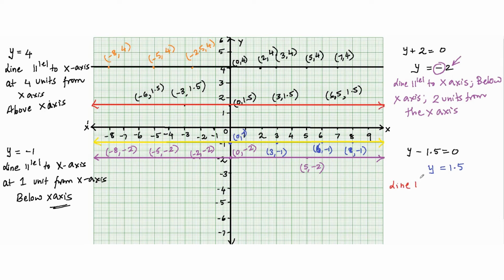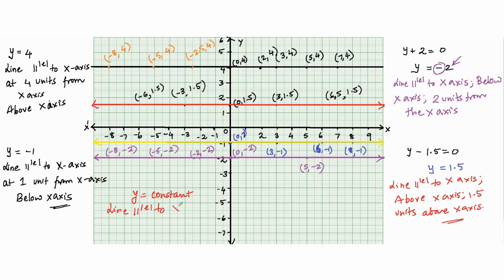this is a line parallel to the x-axis, above the x-axis, and also 1.5 units above the x-axis, right? So you will notice that when y is equal to a constant, I can summarize this by saying that when y equals constant, the line is parallel to the x-axis. If the constant is greater than 0, it is above the x-axis.